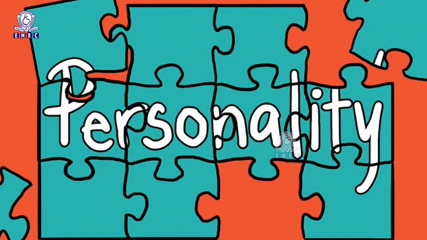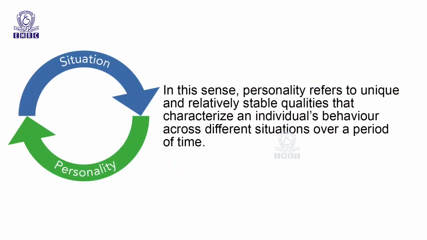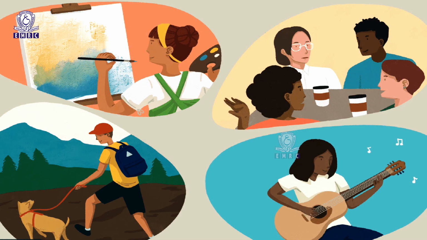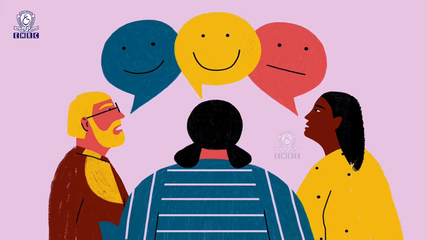These words refer to different components of personality. In this sense, personality refers to unique and relatively stable qualities that characterize an individual's behavior across different situations over a period of time. Once we are able to characterize someone's personality, we can predict how that person will probably behave in a variety of circumstances. An understanding of personality allows us to deal with people in realistic and acceptable ways.